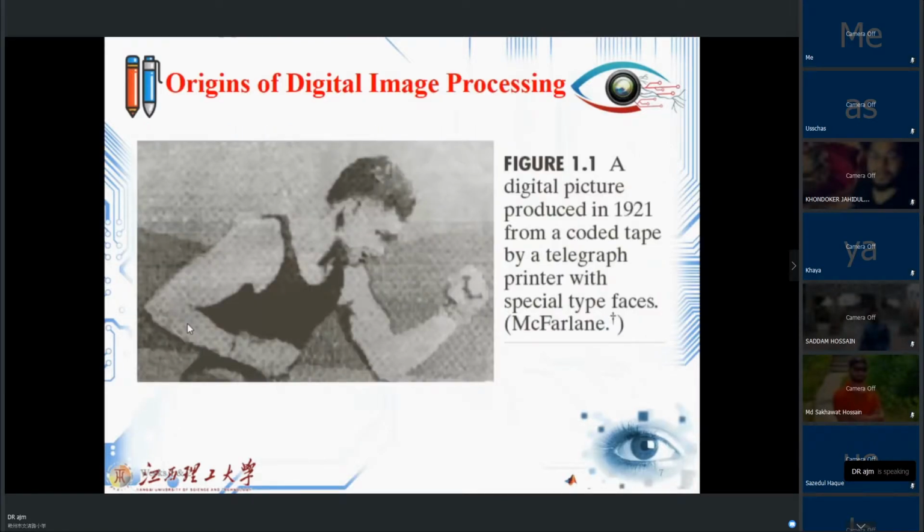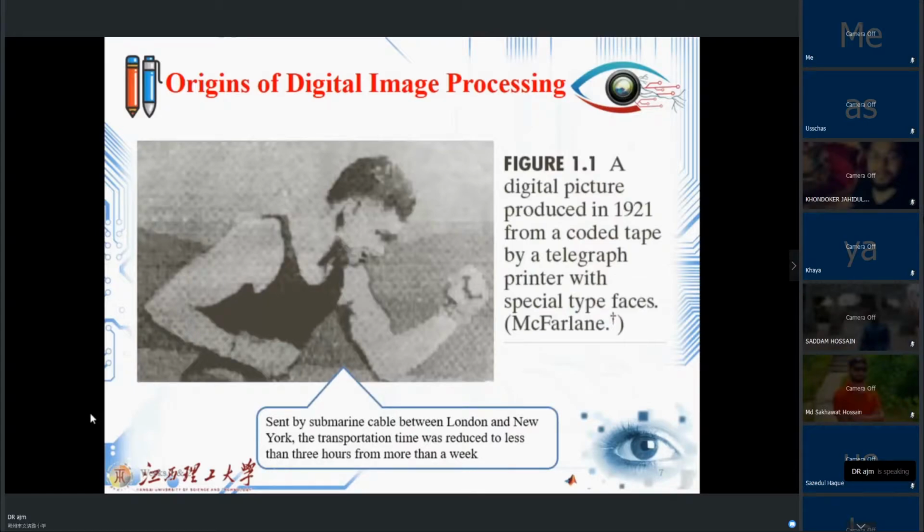Let's see some figures. Suppose this is a digital image from 1921, produced from a coded tape by a telegraph printer. Something funny about this picture is that it was sent by submarine cable between London and New York, and it took more than a week to send this low resolution, low quality picture. Now, if we compare the speed of sending images, it's very funny. We are near the year 2021, nearly a century after these pictures, and now you will see that the speed of transmitting pictures is very high.